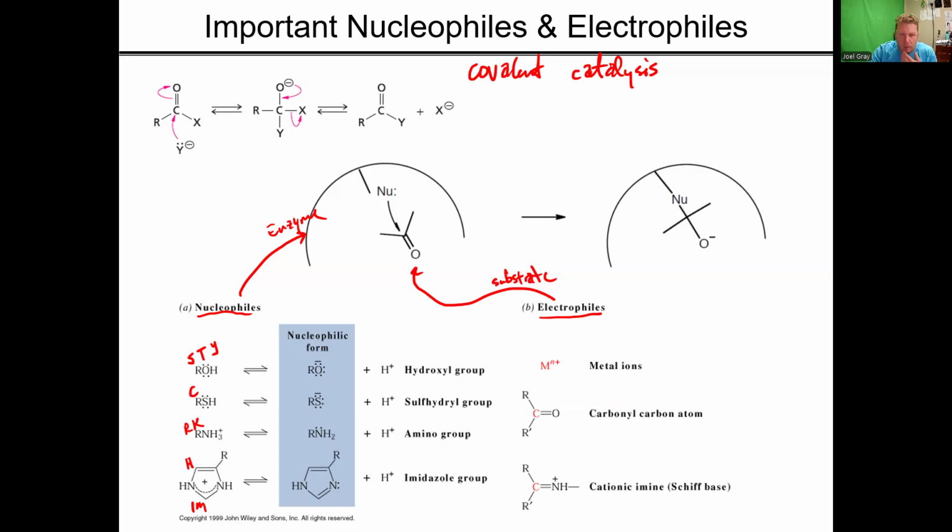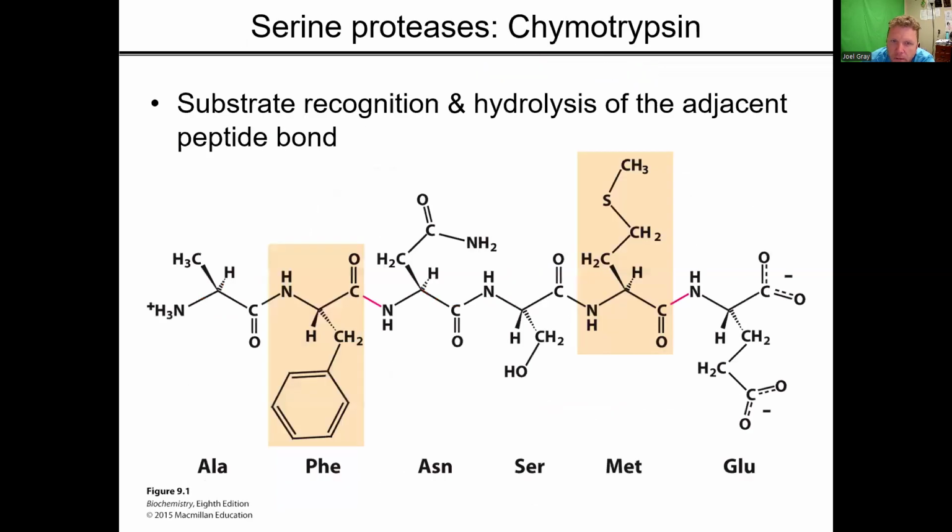Your electrophiles, by contrast, are a part of your substrate. You have a metal ion, carbonyl carbon, cationic imine. Those are going to be the players that are your electrophiles. Now, we've already talked about the serine proteases and the catalytic triad. Well, chymotrypsin is another example of a serine protease. And here what we're going to do is talk about different serine proteases.